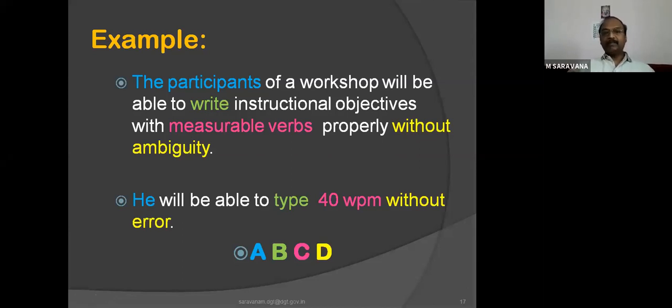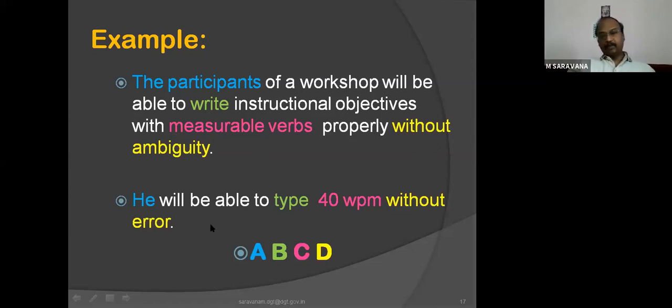So in the statement we can find the audience, the behavior, the condition and the degree. The participants are the audience, the action is the behavior, and the measurable verbs are the condition. Without ambiguity is the degree. And one more example, one simple example. He will be able to type 40 words per minute without error.